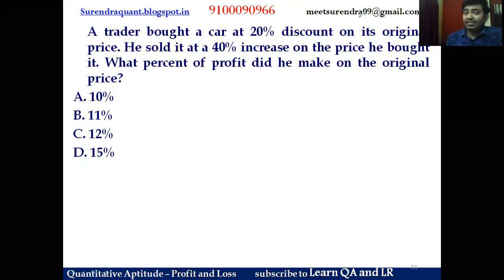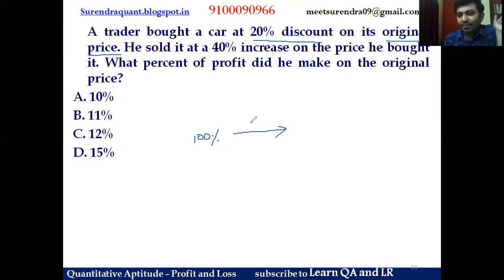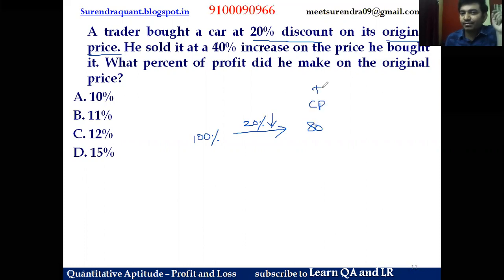Let us say the original price is 100%. But this customer purchased by giving 20% discount, right? He is getting 20% discount. So 20% value less he paid. So 80. Now this is the CP of the trader. For the trader, 80 becomes CP. So suddenly you will calculate the profit or loss on your CP, right?